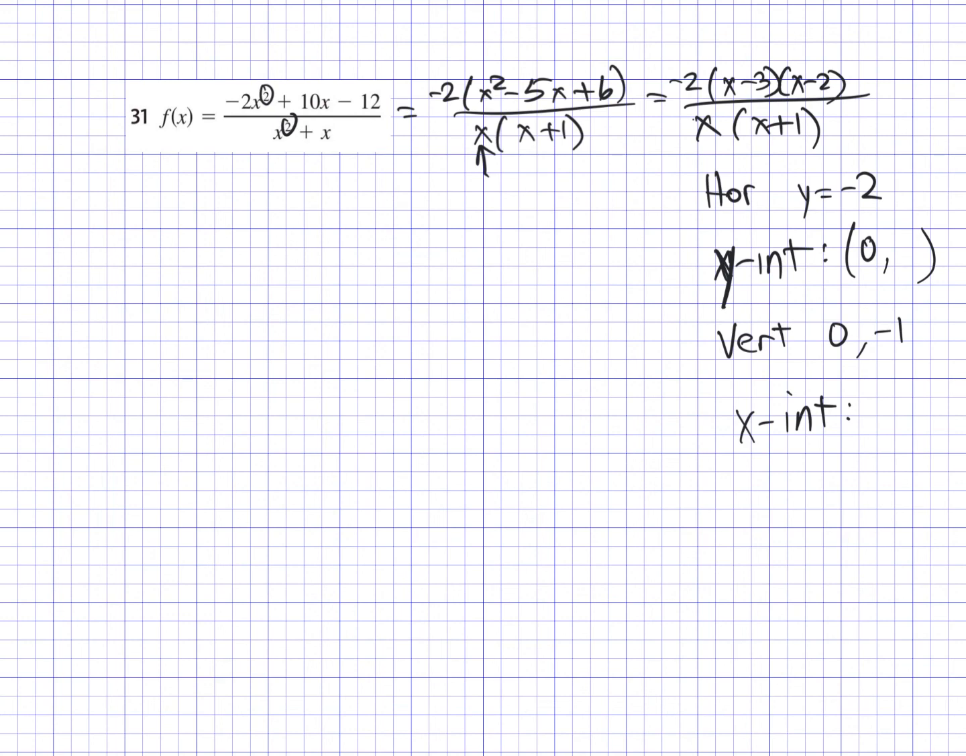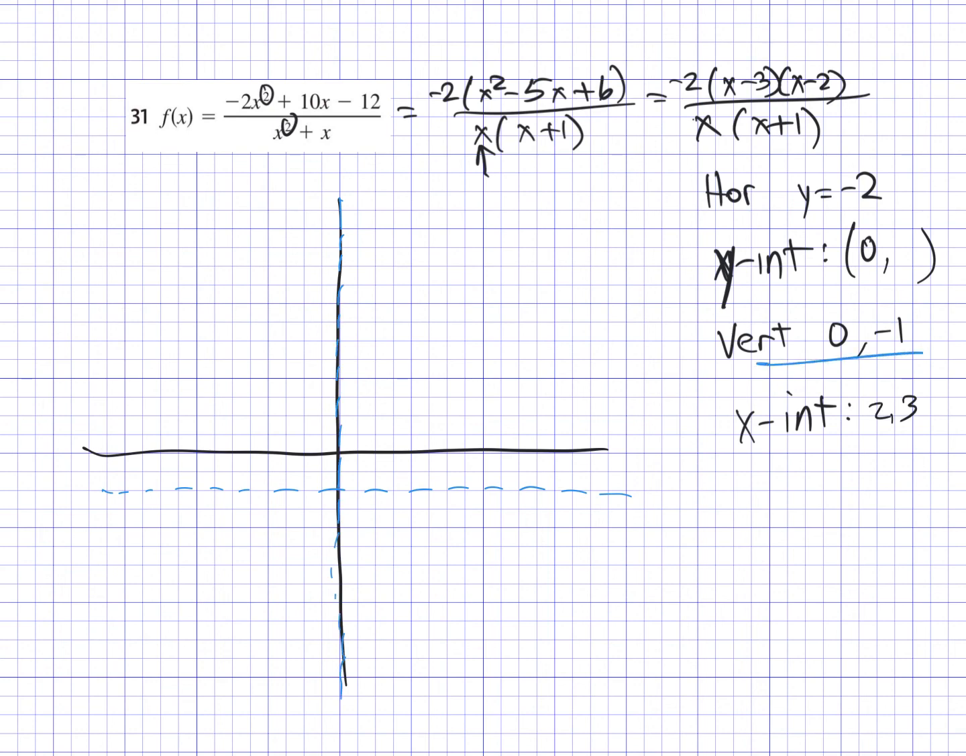Okay, so for the x-intercept, that means y is 0. So what makes your numerator 0? So that would be at 2 and 3. Okay, now let's go ahead and draw it. So we have horizontal asymptote at -2. Y-intercept, there isn't one, so that means there's a vertical asymptote at 0, which is what we have here, and also at -1. Kind of weird looking, very thin two asymptotes. And our x-intercepts at 2 and 3.